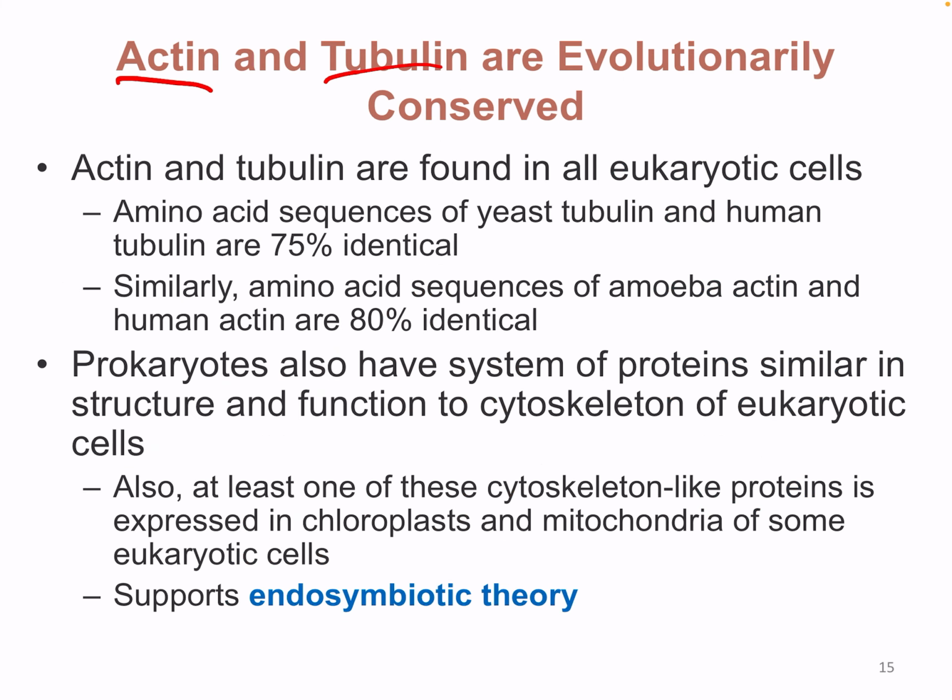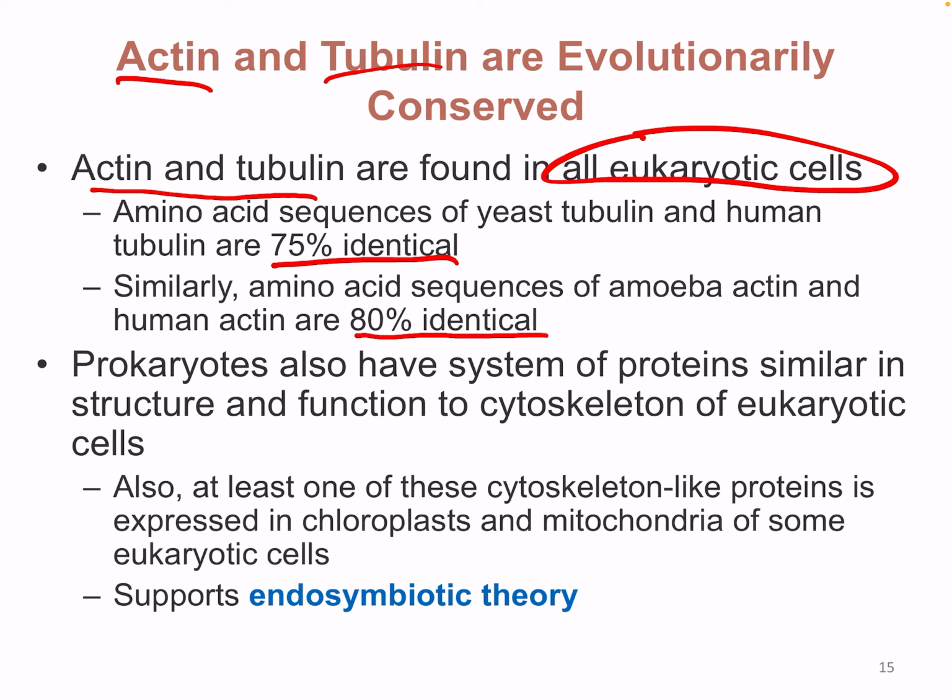So actin and tubulin are evolutionarily conserved. They are found in all eukaryotic cells. Amino acid sequences of yeast tubulin and human tubulin are 75% identical. Similarly, amino acid sequences of amoeba actin and human actin are 80% identical, giving us insight into some of our evolutionary origins. Prokaryotes, for example, also have a system of proteins similar in structure and function to the cytoskeleton of eukaryotic cells. Also, at least one of these cytoskeleton-like proteins is expressed in chloroplasts and mitochondria of some eukaryotic cells. And this supports the endosymbiotic theory.